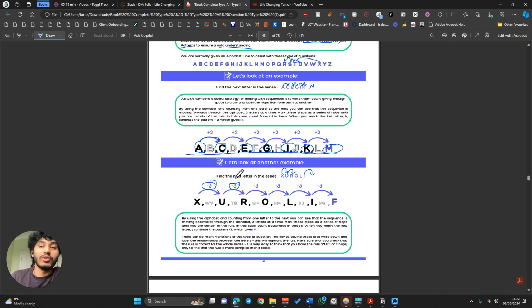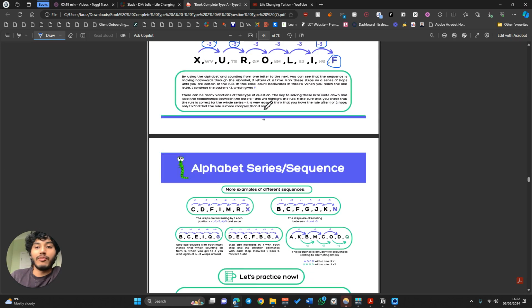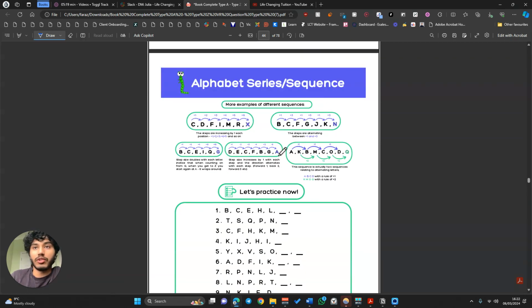And you can see here in the example that they've already done that for us, and that I is going to be -3 as well, and that's going to give us F. And that is why the answer here is F. But if we have a look at some of the other examples, you can see down here, you can have different sequences going on.